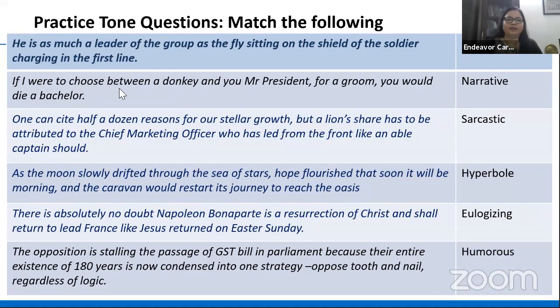Whereas in the second one, if I were to choose between a donkey and you, Mr. President, for a groom, you would die a bachelor. Can you see explicit humor here? There is humor, right? There is explicit humor. You have a smile when you find that the choice would be a donkey. So this is humorous. The difference between the first and the second is that the first is sarcasm, because I mean the opposite of what I'm saying, right? Okay, slightly tough ones, but I hope there is clarity.